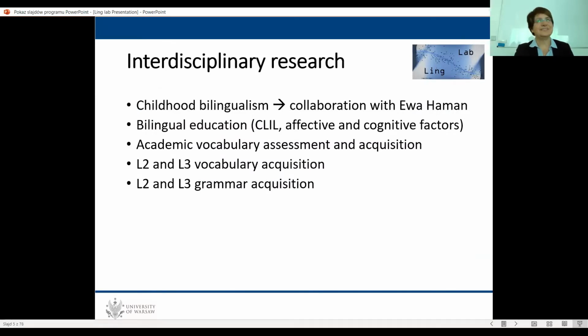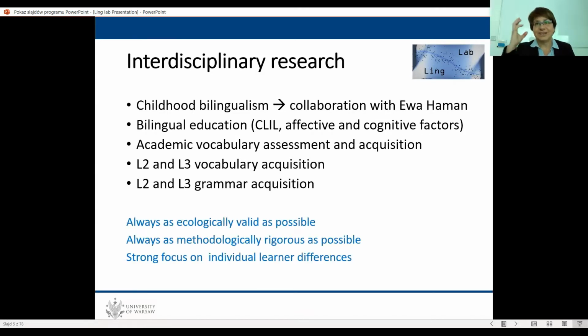So our interdisciplinary research covers these points. There is childhood bilingualism research in collaboration with Eva Hammond's lab that we are going to hear about in April. There is bilingual education research, so content and language integrated learning, and affective cognitive factors in bilingualism research. There's research on academic vocabulary assessment and acquisition, and research on L2, so second language and third language, vocabulary acquisition and grammar acquisition.